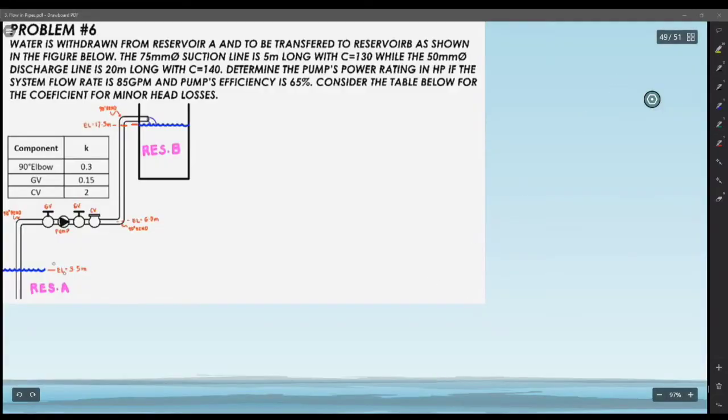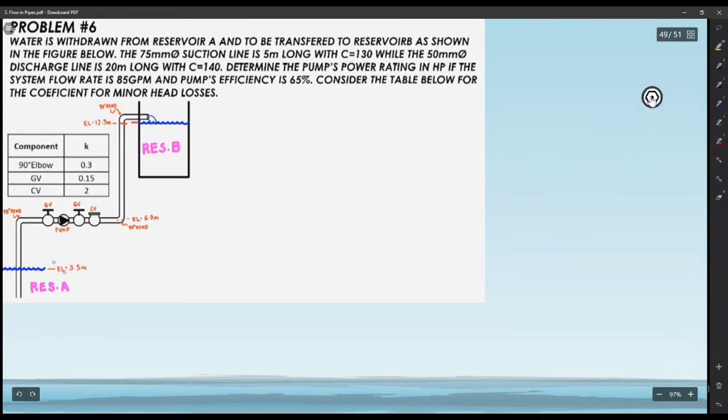Okay, so let's proceed with the sixth problem. So basahin natin. Water is withdrawn from reservoir A and to be transferred to reservoir B as shown in the figure below. So the 75 mm suction line is 5 meter long and with C equals to 130, while the 50 mm discharge line is 20 meter long with C which is equals to 140.